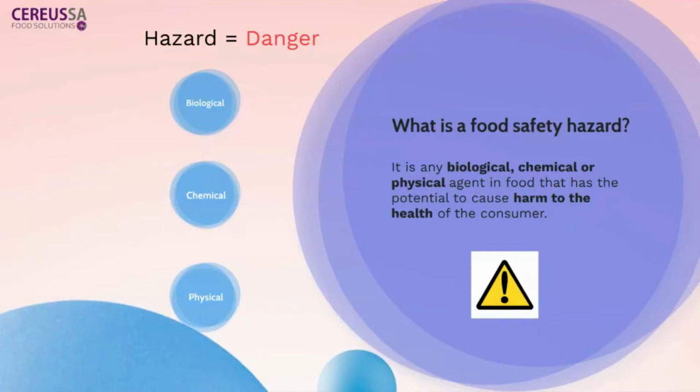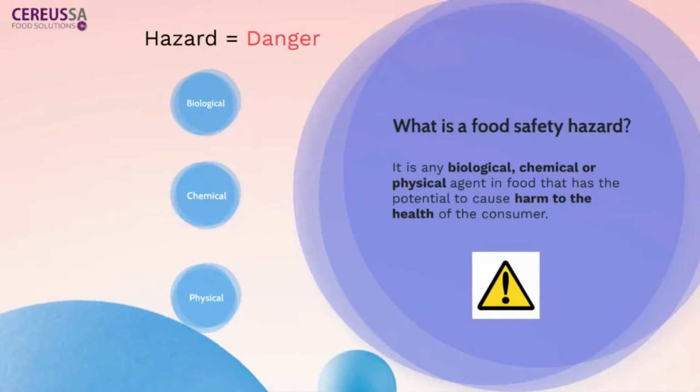And for something to be a food safety hazard, it must have the potential to cause harm to the health of the consumer. So, for instance, it can injure you or it can make the consumer sick, some form of health hazard for the consumer.